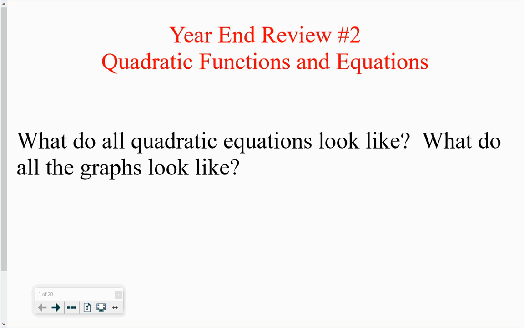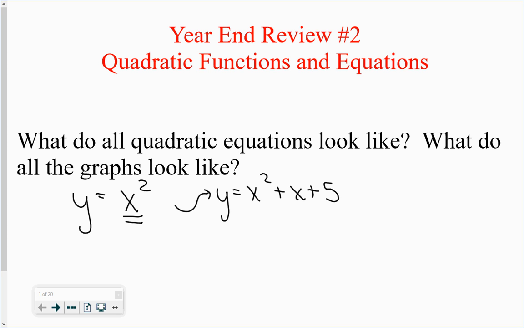So what do all quadratic equations look like? What do all the graphs look like? So all quadratic equations, they must have an x squared. Now they may have other terms as well. So they may have an x squared and an x term. They may have a constant term on there, but as long as they have an x squared, then all of the graphs will look the same.